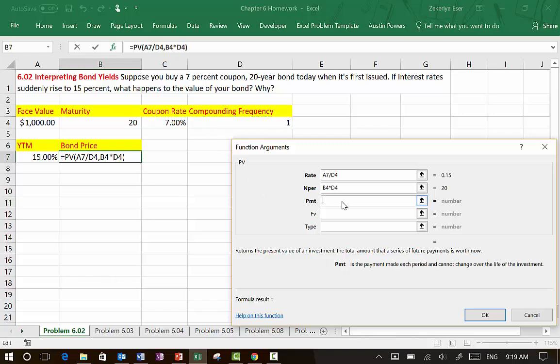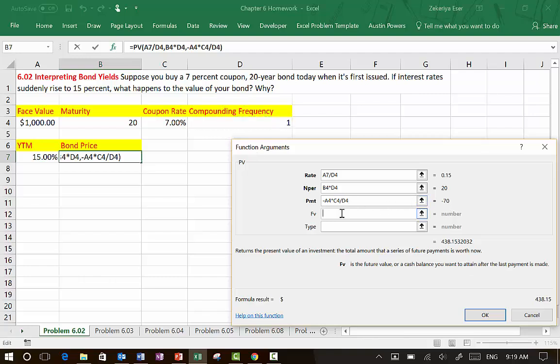Payment, which is short for the coupons. Well, coupons are, we need to put a negative in front of that so that we don't get a negative price. This is like input-output. It's face value times the coupon rate divided by compounding frequency. For example, for this bond, it would be a $70 coupon.